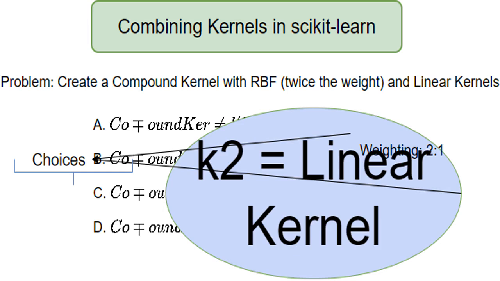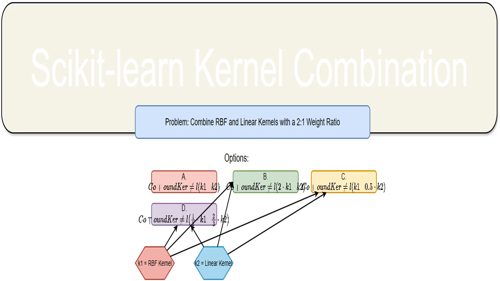These are the 4 different ways of combining the kernels in Sklearn, each with a unique weight assignment to the RBF and linear kernels. We need to choose the option that correctly implements the 2:1 weighing scheme. We're using Sklearn, a popular machine learning library in Python, to work with kernels. Kernels are mathematical functions that measure the similarity between data points. This problem focuses on combining different types of kernels.